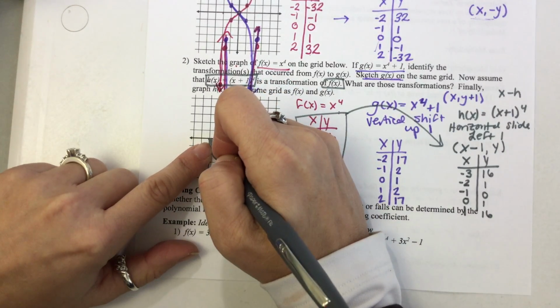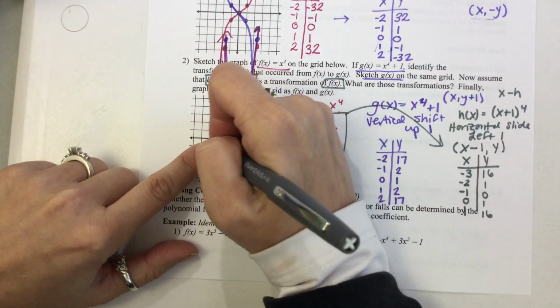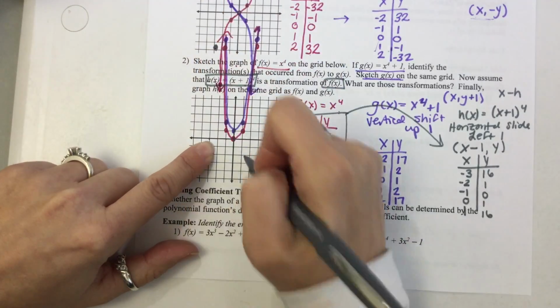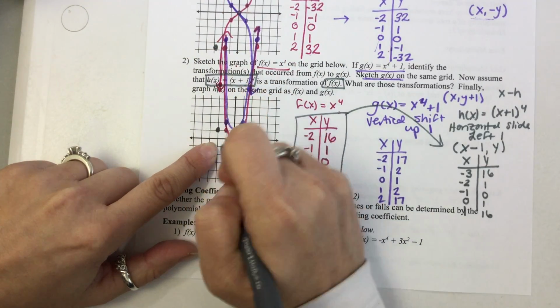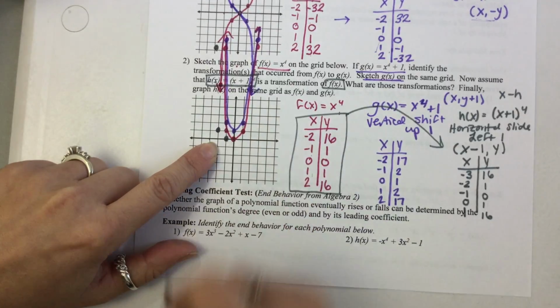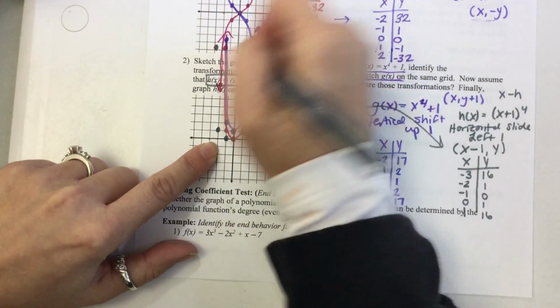If I graph this, I go to the left 1, 2, 3, go up all the way to where I had marked 16. That's my original point. If I go to the left 2, I'm up 1. If I go to the left 1, I'm at 0. I'm up 1, 1, I'm up 16.